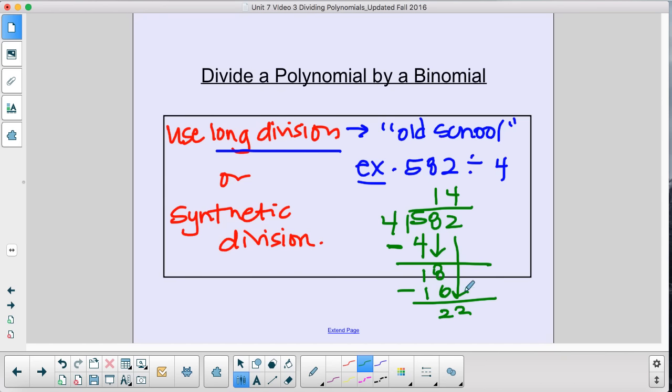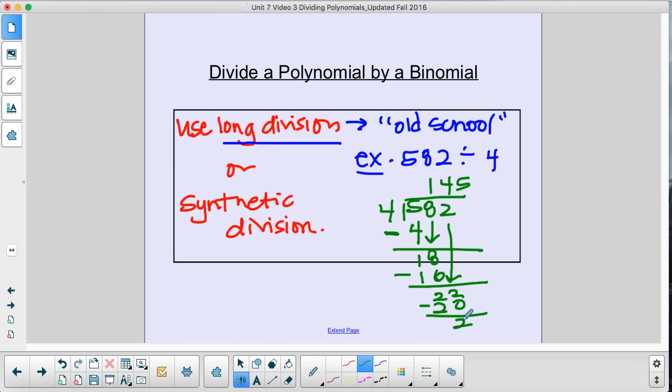How many times does 4 fit into 22? Well, it would fit in 5 times. So 4 times 5 is 20. And then we subtract, and I'm left with 2. So in this case, I would have a remainder of 2. So this is one way to write your answer. Probably the more practical way people would write it is 145 and 2 over what we were dividing by, 4, which is 145 and 1/2, or 145.5. So this is long division.